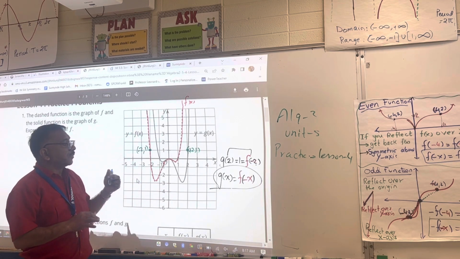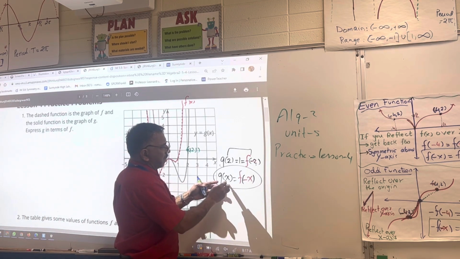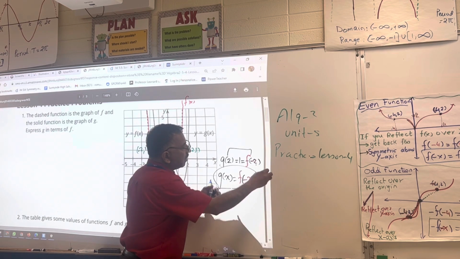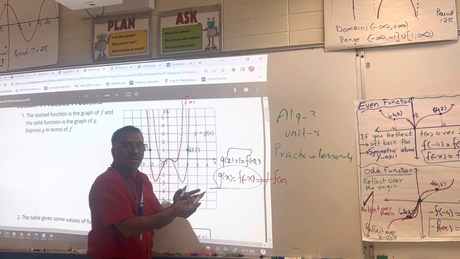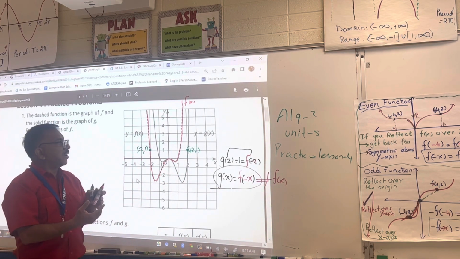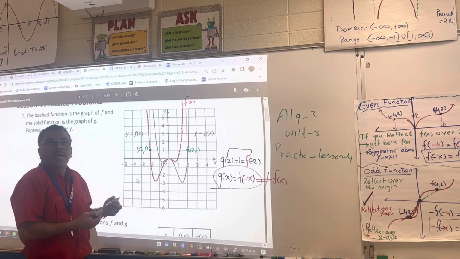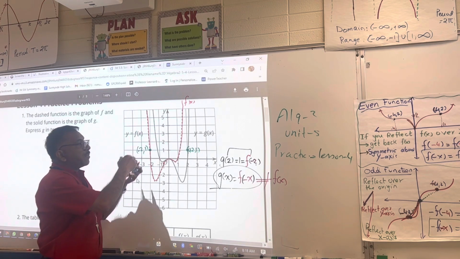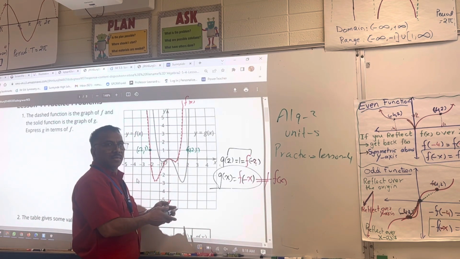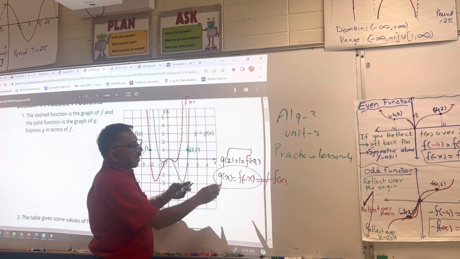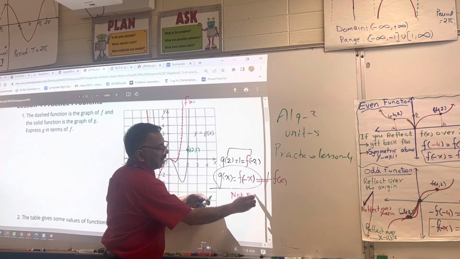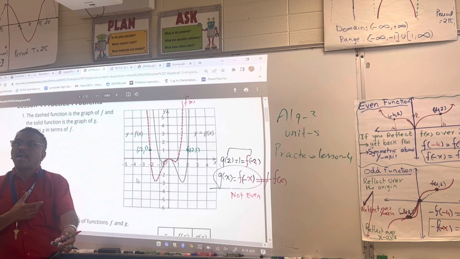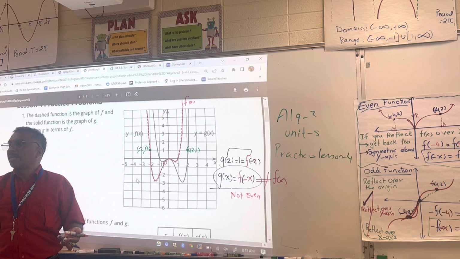But remember, g of x is not the same thing as f of x. Can you write this additional thing? It means you don't get back the same thing. If you reflect, you don't get the dotted one back again. You get something different. You get a black one, which is different. It's not the same as the dotted. So that's why this is not even. I just want to make sure you know what even means. Just imagine if you reflect and it's going to be the same thing, then that's even.